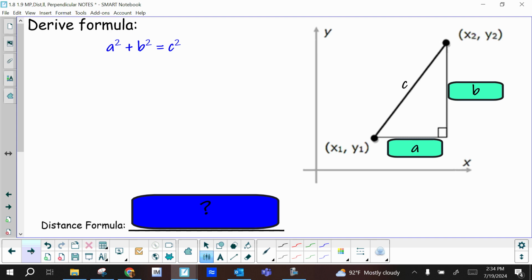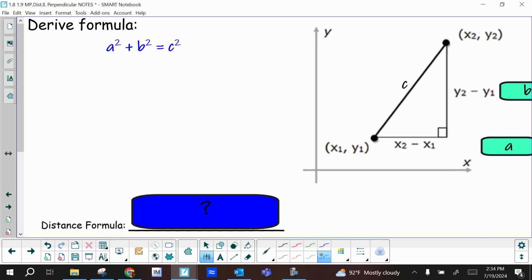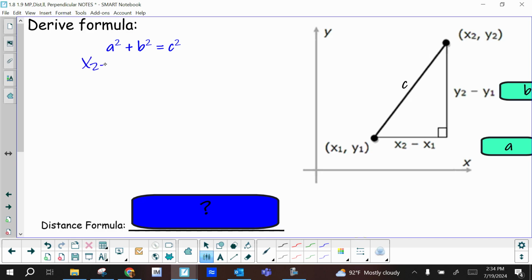All right, here we go. So let's use the Pythagorean theorem, but instead of using A and B, we just said A was X2 minus X1, and B was Y2 minus Y1. So we're going to write that down, and then we're going to solve for C. So let's derive this formula. Here we go. So A is X2 minus X1 squared. B is Y2 minus Y1 squared. And we'll leave that as C squared because we're going to solve for C.